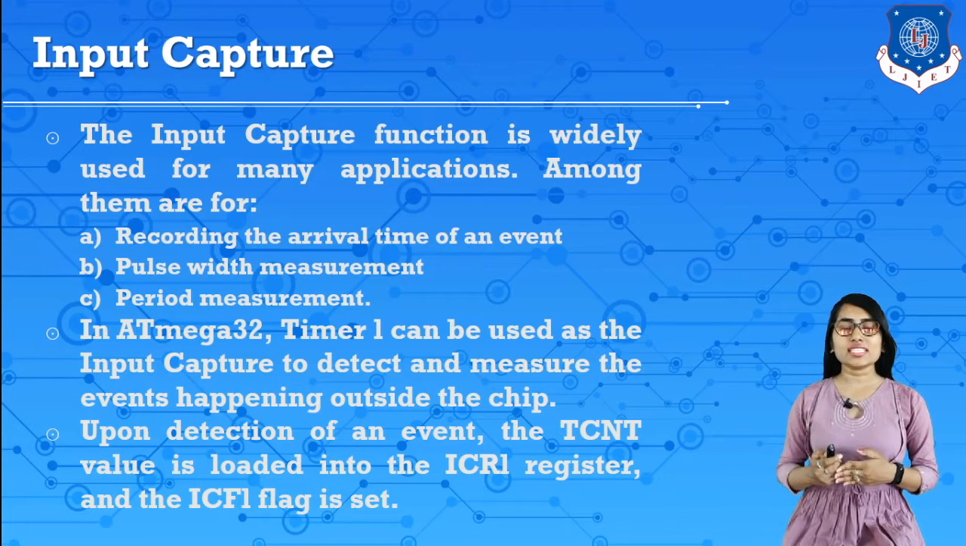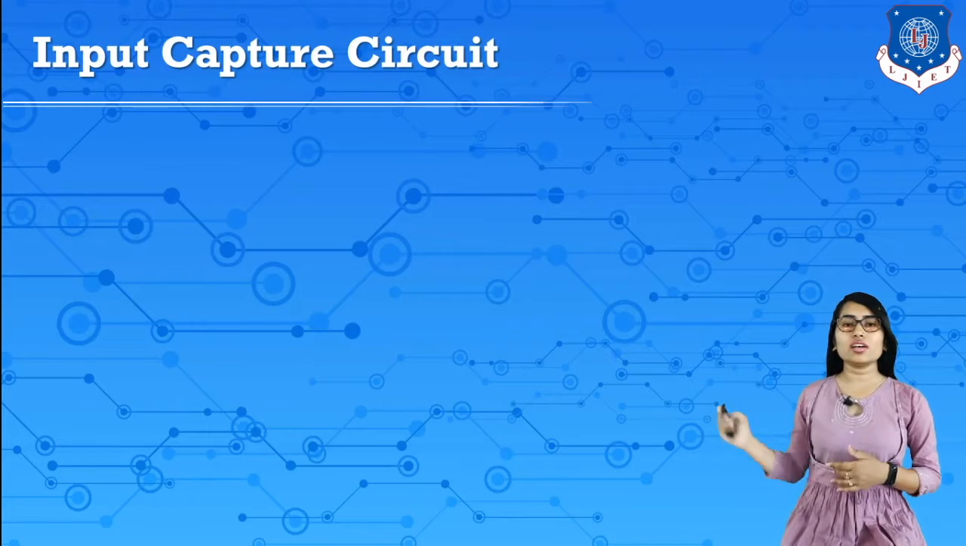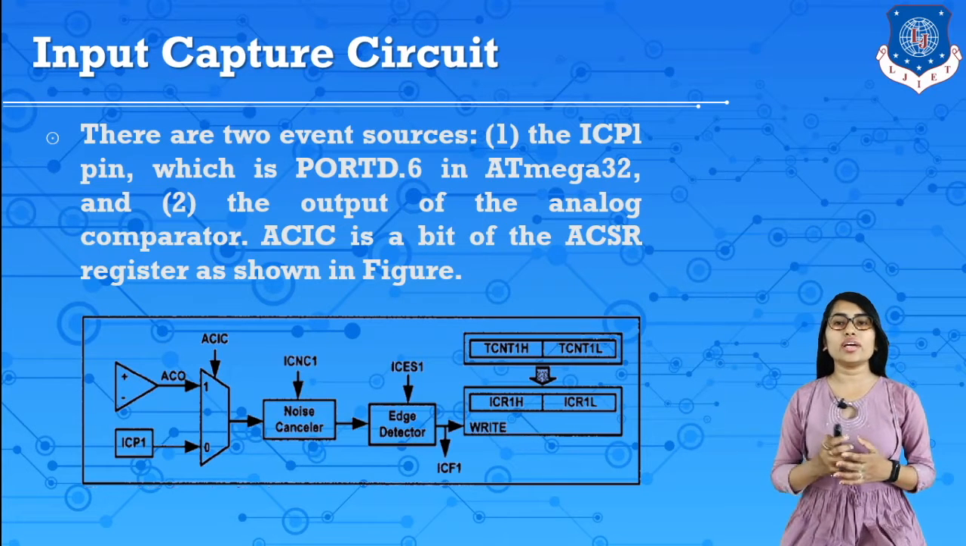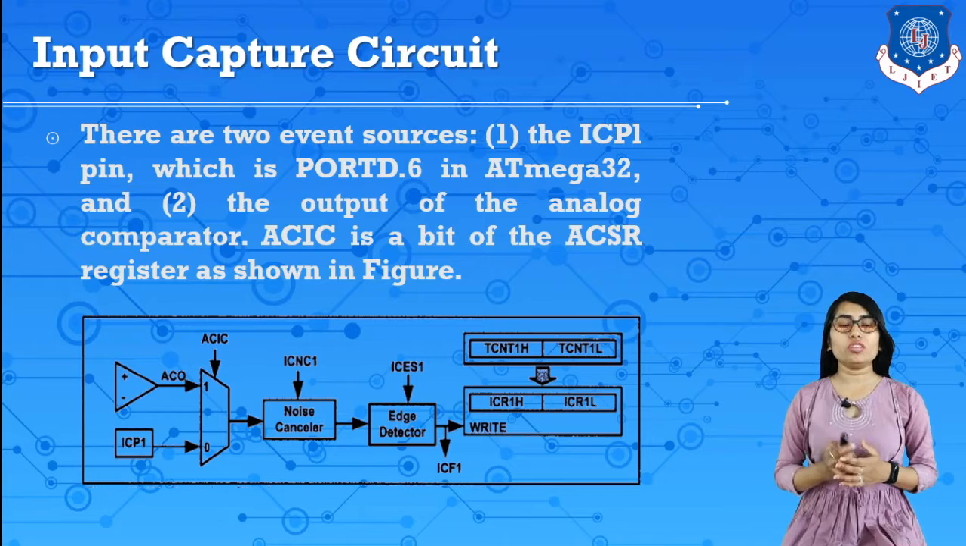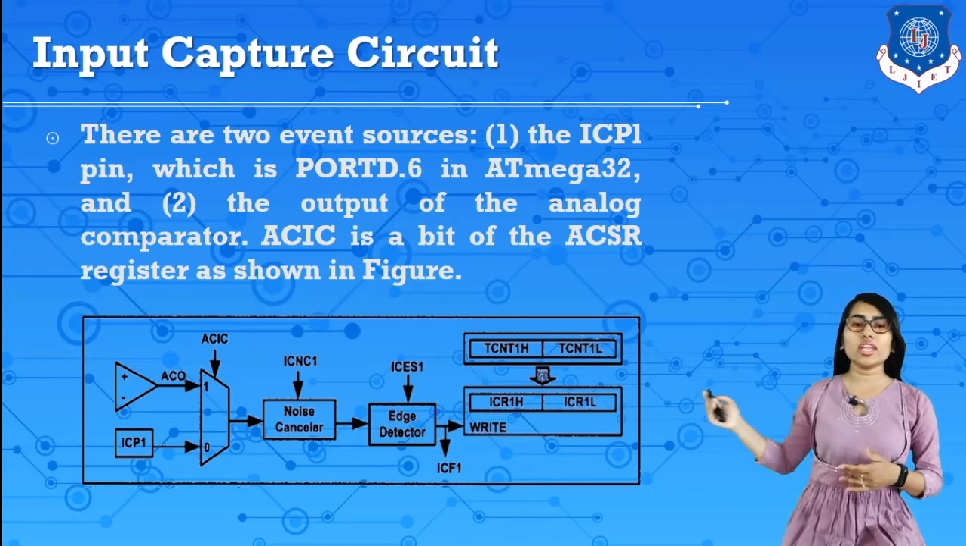So in Timer 1 there is an ICR1 register and an ICF flag related to input capture functions. The input capture circuit looks like this. There are two event sources. One is the ICP1 pin, which is Port D.6 in the ATmega32, and the other is the output of the analog comparator, ACIC, which is a bit of the ACSR register, as shown in the figure.